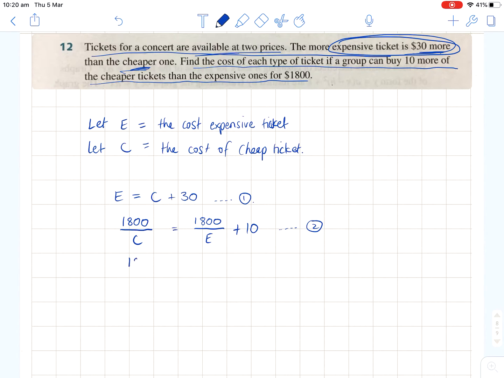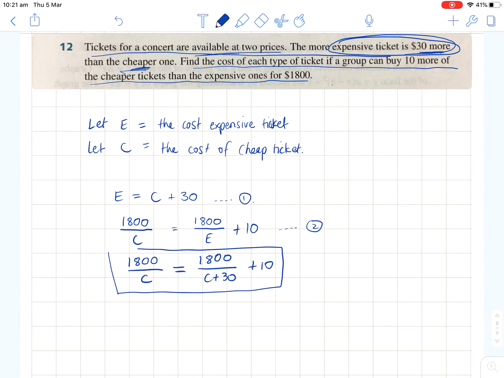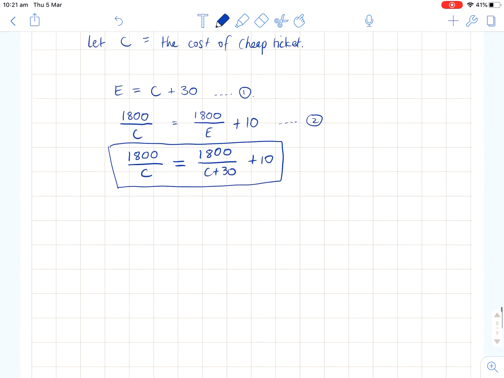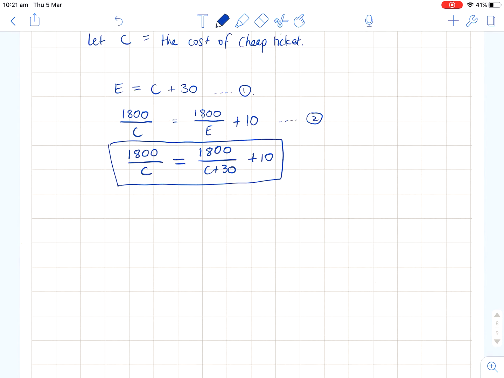I can do some substitution to get an expression that only has one variable. And the variable that I'm going to use is C. Alright, so now I've got to try and solve this equation to find out what C is, and from there I can find out what E is. So I have to do some manipulation here.